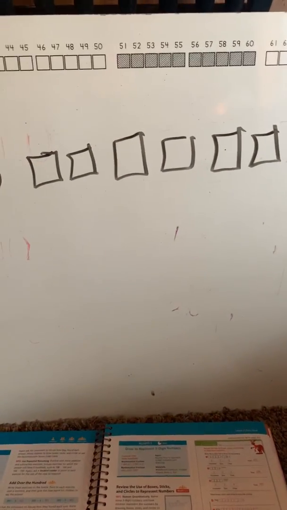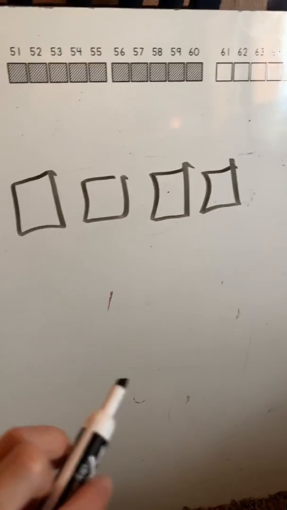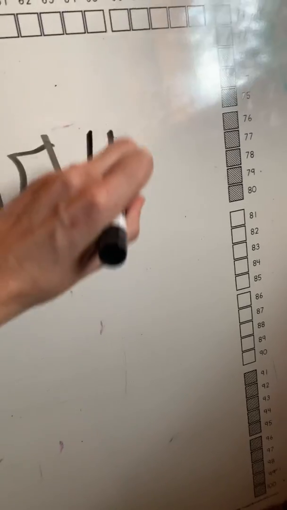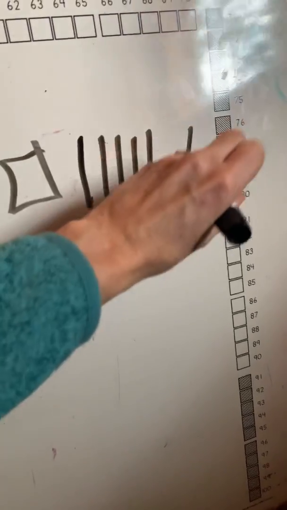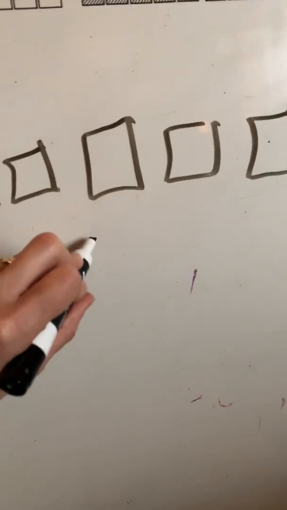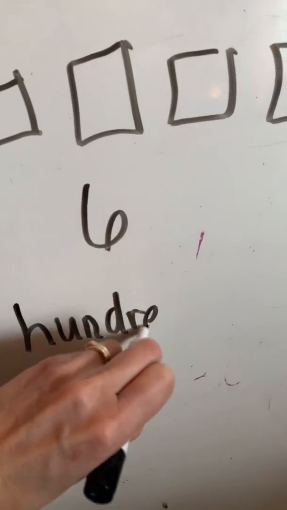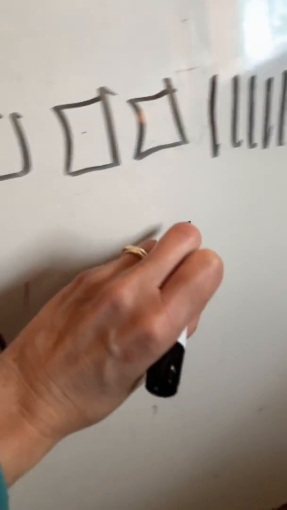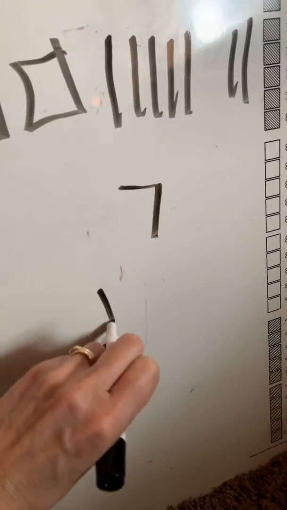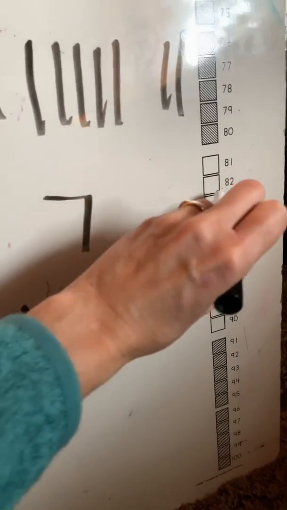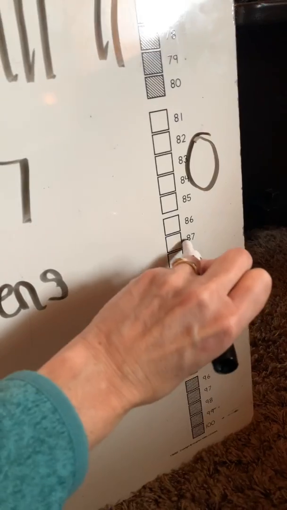And I like how they kept a little space between 5 and 6. I forgot to do that. And then 7 10 sticks. 1, 2, 3, 4, 5, 6, 7. And there's 0 circles. So we have 6 in the hundreds. We have 7 in the tens, and we have 0 in the ones.